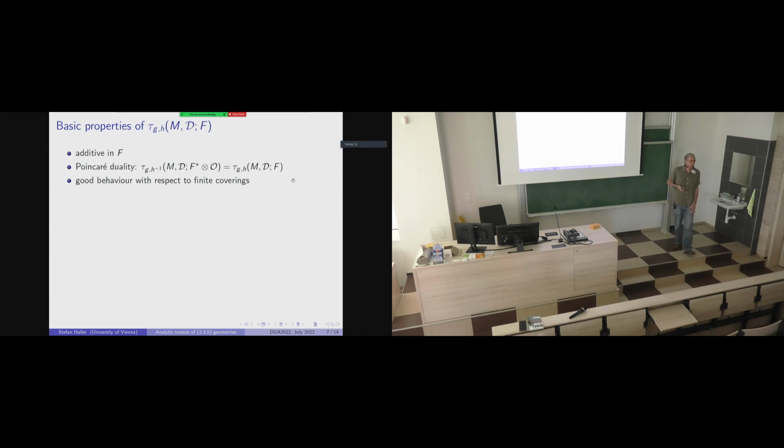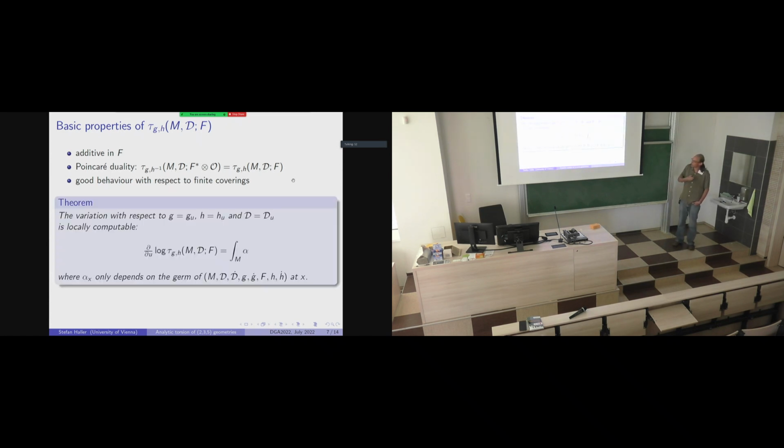It's also compatible with Poincaré duality. If you compute the analytic torsion with respect to the dual bundle, you get the same as with the original bundle. And it has good behavior with respect to finite coverings of 2, 3, 5 geometries. So everything here is really rather straightforward. The first result we have concerns the dependence on the metric we picked. If we change the metric, the analytic torsion will depend on the metric. How does it depend on the metric?